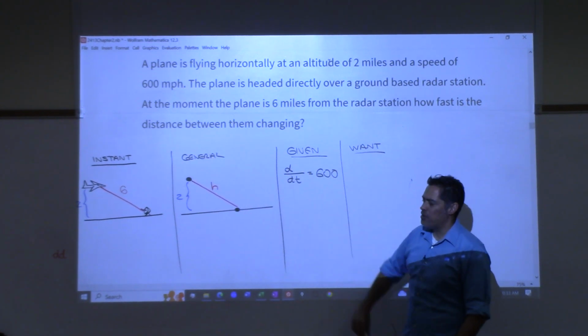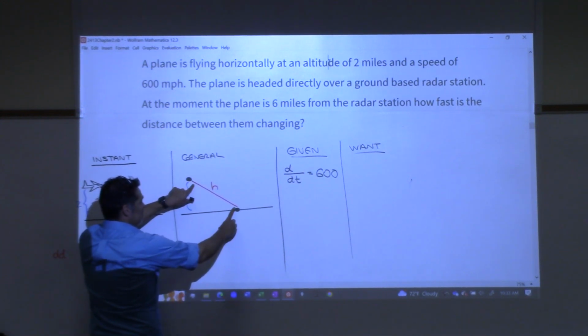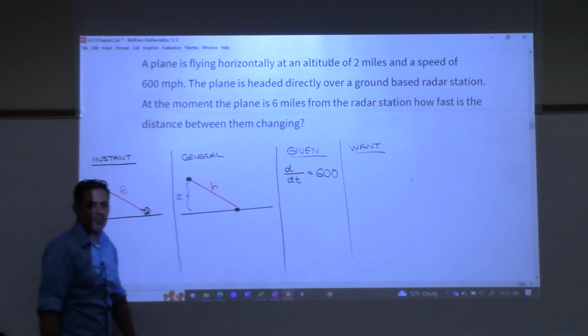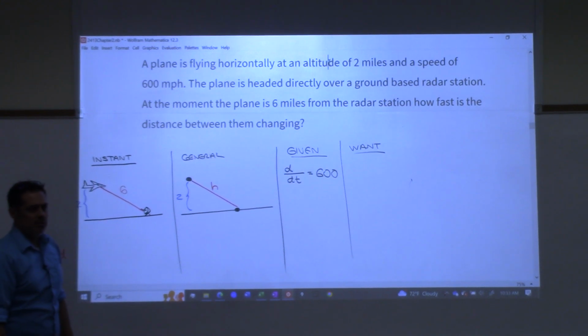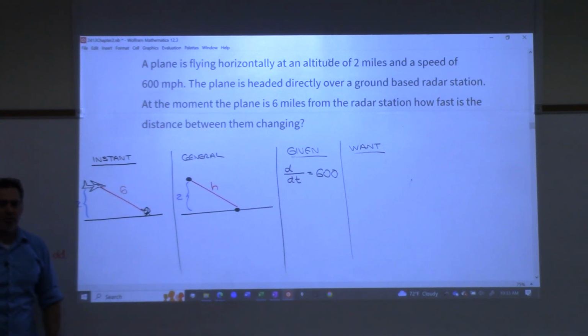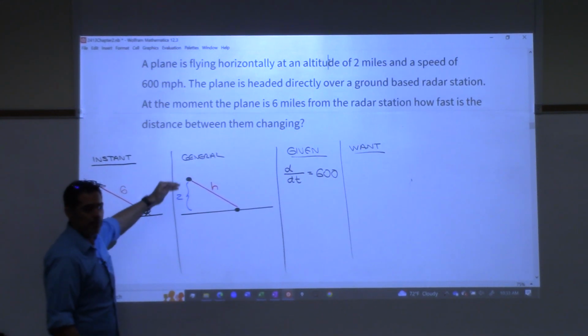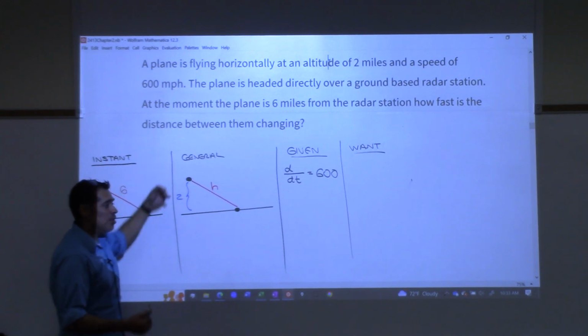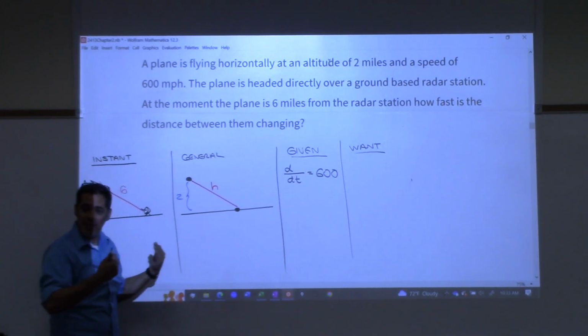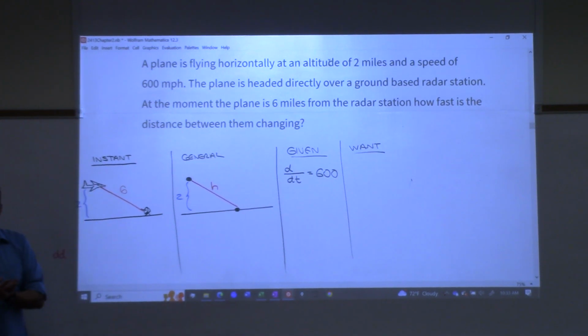What is changing at 600 miles per hour? Is that how fast H is changing? No, H is not shrinking at 600 miles per hour, right? Is this shrinking? No, 2 is fixed, right? So what in our picture is changing at 600 miles per hour? The height's not, because remember the height's always 2, right? The plane's position, right? So it's the left and right position that's changing at 600 miles per hour. Right now it's not in our picture. We don't have a variable representing that, do we? I need to assign a variable then.